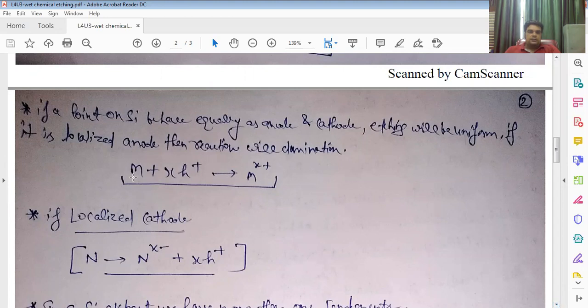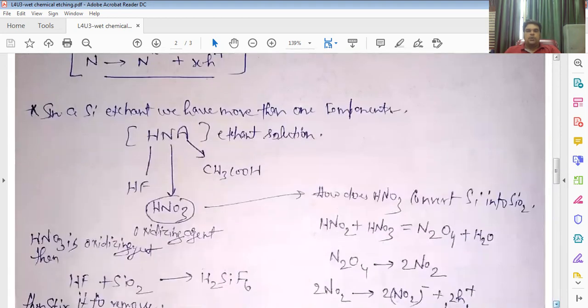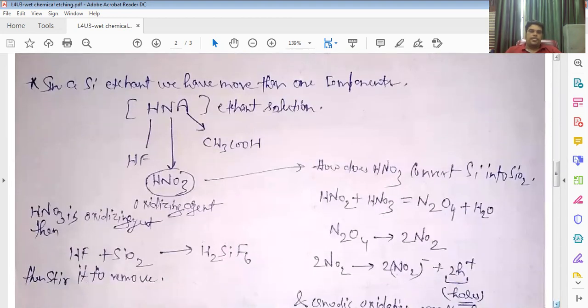Any point that is supplied with holes becomes this. Here it was a silicon atom, it was supplied with holes, and Si2+ was formed. Now if a localized cathode is there, the reverse reaction will take place. Let's say this is silicon, it will be converted into Si2- and two holes will be created. So in order for the anodic reaction to take place, a proper supply of holes should be there.